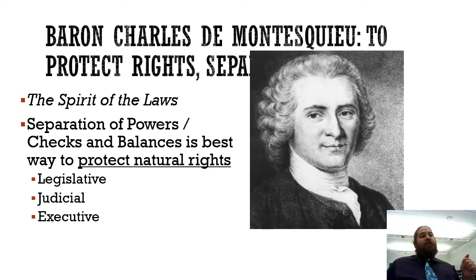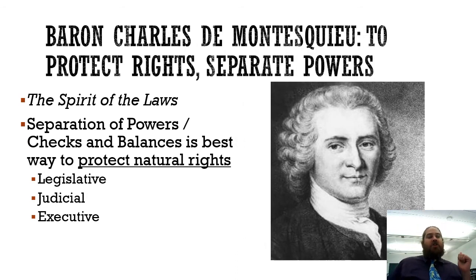Then we get to one of my favorite guys, Baron Charles de Montesquieu, a fun name to say. And his idea was real simple. If you want to protect people's rights, their natural rights, then all you have to do is separate the three powers of government. Every government has the power to create law, to enforce law, and to judge law, or judge you guilty by the law. And so his idea was that if you separate those three, then that provides checks and balances, or at least some sort of potential to protect your rights.